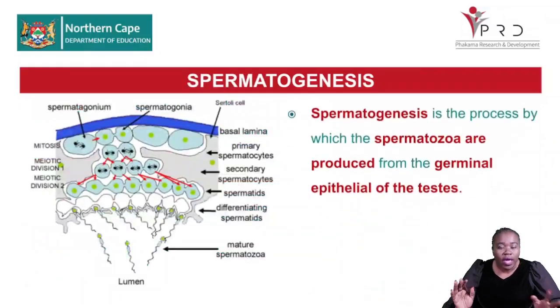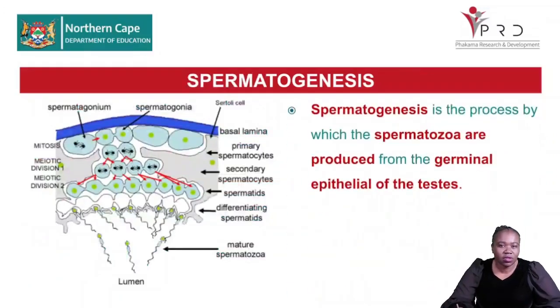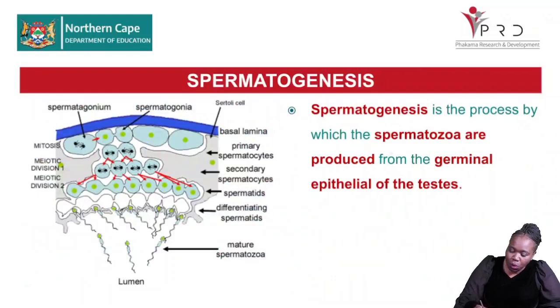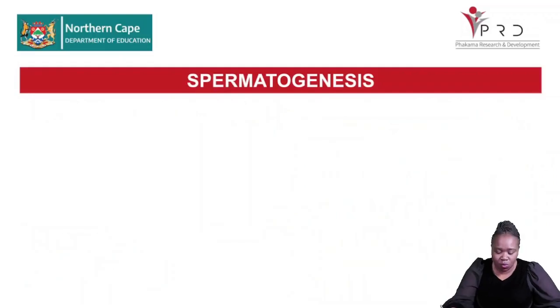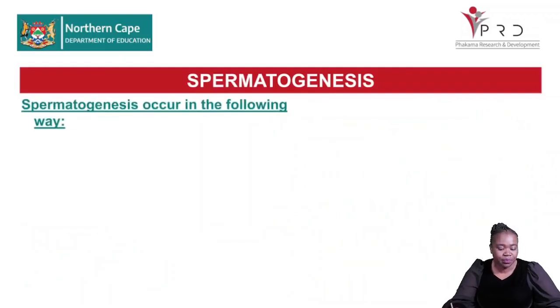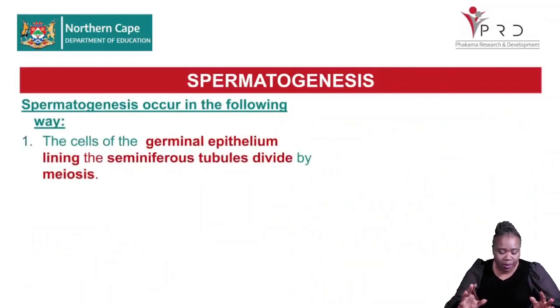Right. So we have looked at the structure of the testes, and we know that there is the germinal epithelium and the seminiferous tubules and so on. So those are the things that we're going to look at here, just to see exactly what happens during this process. As we know, this process will produce the spermatozoa from the germinal epithelium of the testes, which we looked at in the previous lesson. So let's have a look at what exactly happens during this process.